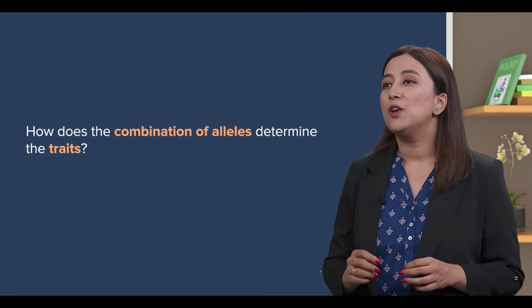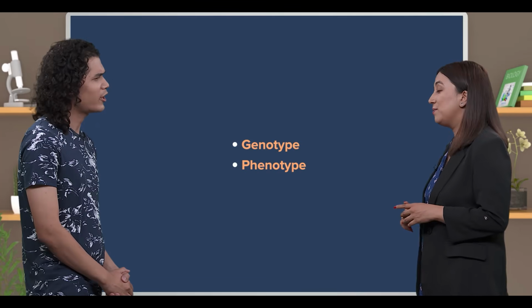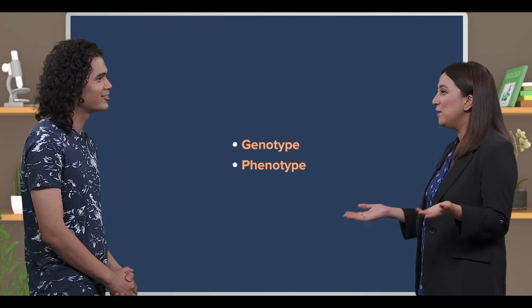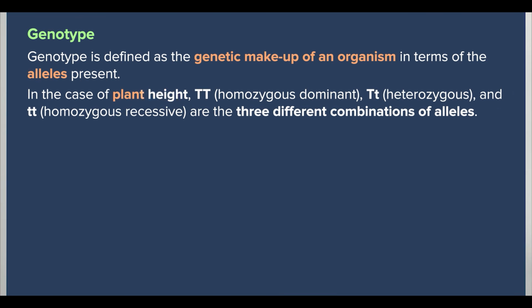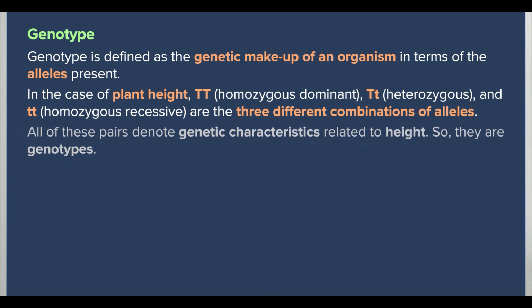Okay, this is the point where we should recall two very important terms in genetics. They are genotype and phenotype. I think I know that. Really? Go ahead. Genotype is defined as the genetic makeup of an organism in terms of the alleles present. In the case of plant height, uppercase TT, uppercase Tt, and lowercase tt are the three different combinations of alleles. All of these pairs denote genetic characteristics related to height, so they are genotypes.